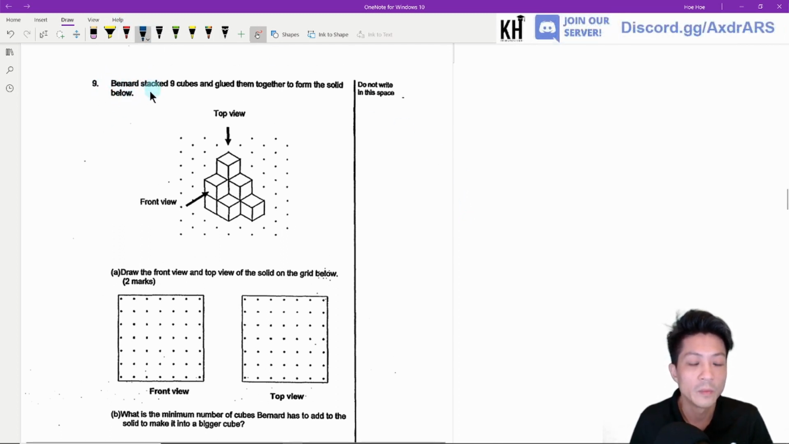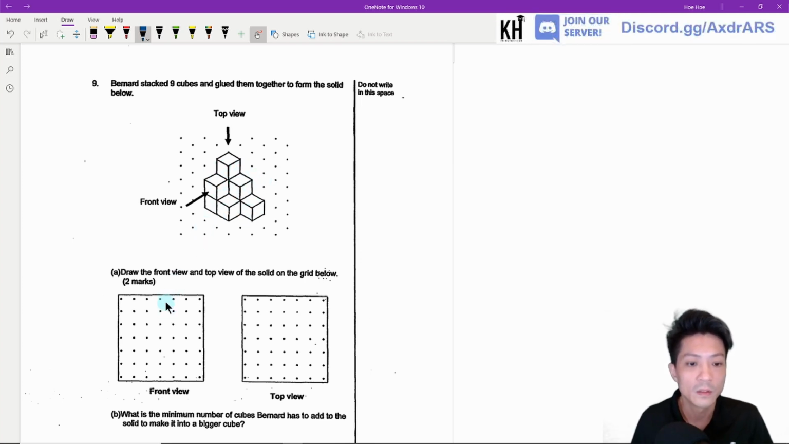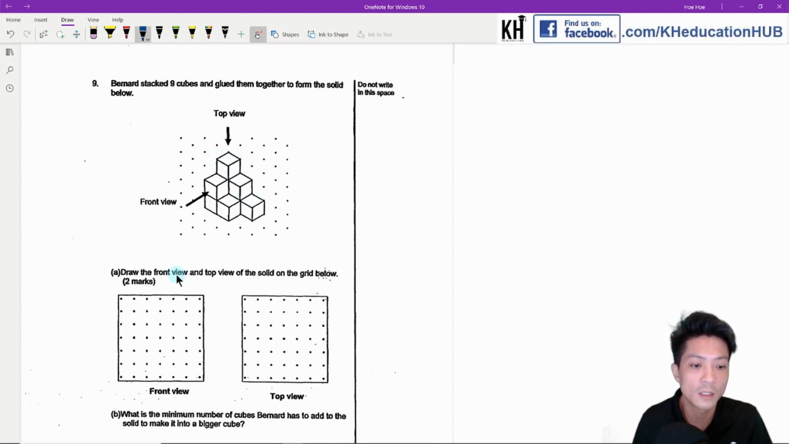Question 9. Bernard stacked 9 cubes and glued them together to form a solid below. So the bottommost layer, that's 1, 2, 3, 4, 5, 6, 7, 8, 9. Just to make sure that all the cubes are there. Draw the front and top view of the solid on the grid below.